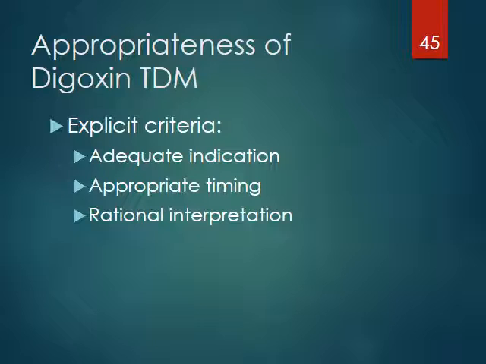So again, would this be an appropriate use of digoxin therapeutic drug monitoring? We have a pretty adequate indication because the patient had just been started on it. So you do want to check a level to make sure that it was within a therapeutic range, and make sure we have the appropriate timing. That may be questionable, because if we're checking, say, a trough level, and we ended up drawing a level right after the dose was given, then that certainly wouldn't be appropriate. And then also make sure we're rationally interpreting that level when it comes back.